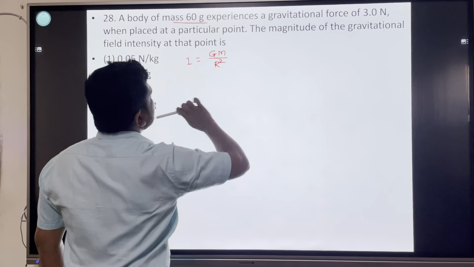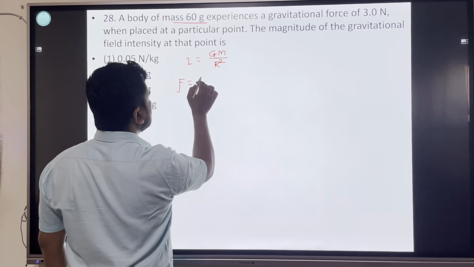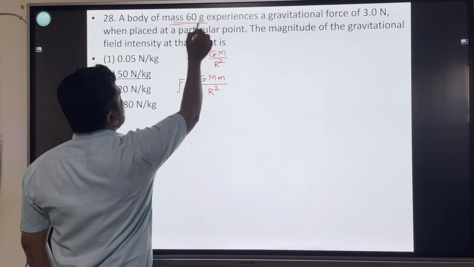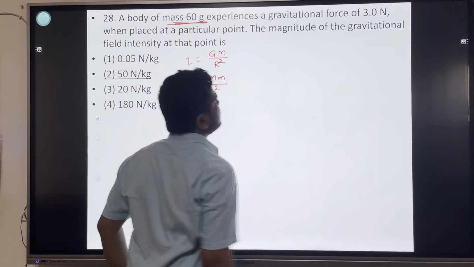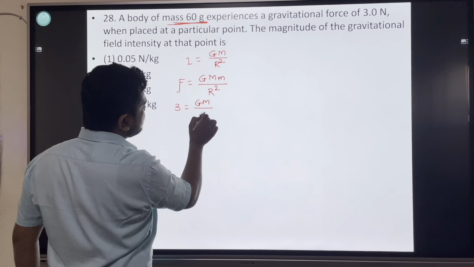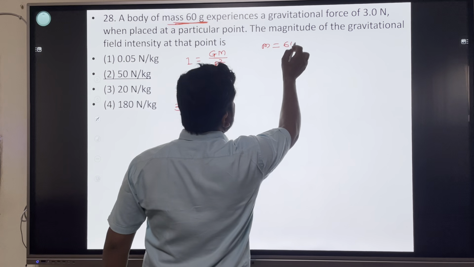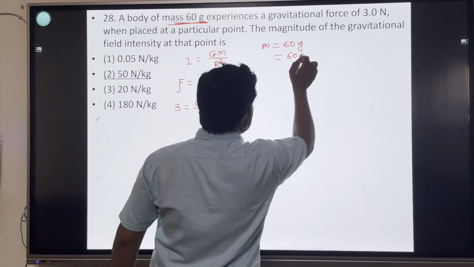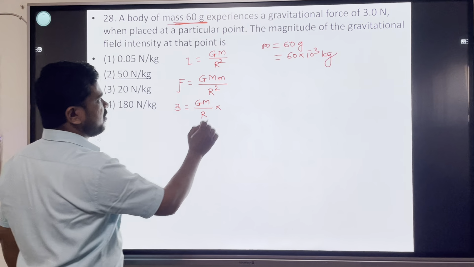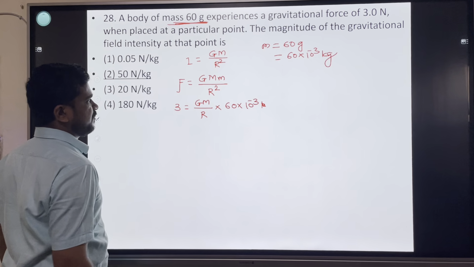Body of mass 60 gram is given. We will use the force formula, Newton's law: GMm divided by r square, because mass and force are given. Force is 3 Newton is equal to GM divided by r square into mass 60 gram. Small m is the mass of the object, 60 gram, convert it into kg: 60 into 10 raised to minus 3 kg.